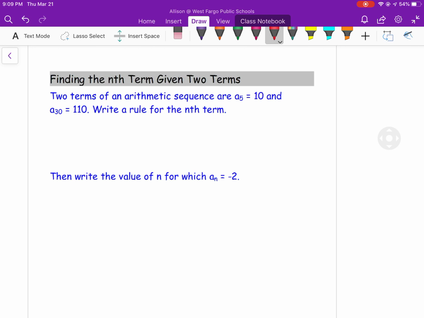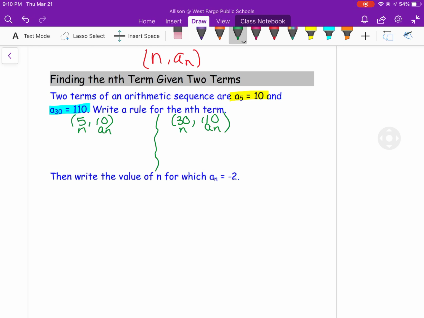So this one's going to be a substitution problem, similar to ones we've done before, except this is going to be a linear system, essentially. So I have 2 points. Remember that the points are n, a sub n. So my first one, the 5th term is 10. That really means that when I plug in 5, I get out 10. That's my n, a sub n. And then I have another term. When I plug in 30, I get out 110. That's from this point right here.